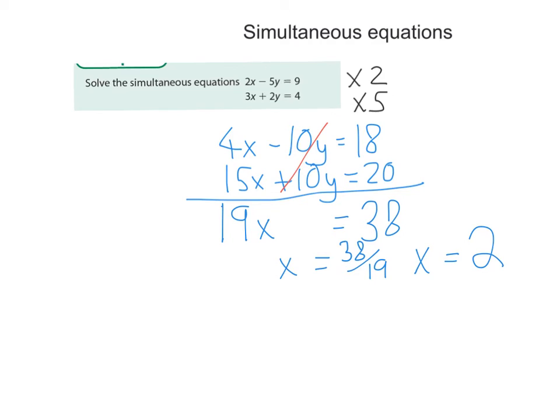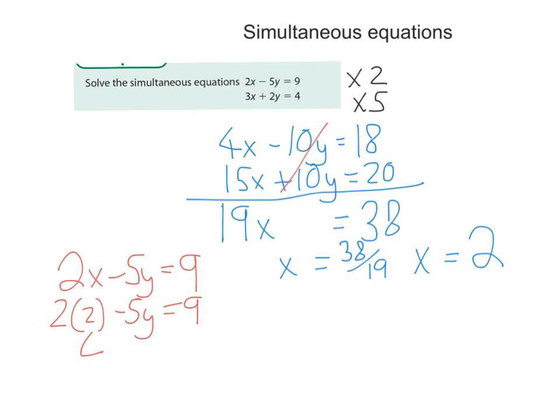Now I've found my x value, I have to try and go and find my y value. So I can actually, believe it or not, write down any one of those 4 lines, and sub in my x value to try and find a y. So let's just use the first one. The first one was 2x minus 5y is equal to 9. So now I know x is 2, so 2 times 2 minus 5y is equal to 9. And 2 times 2 is 4, so 4 minus 5y is equal to 9.